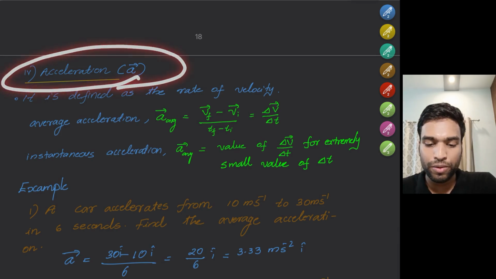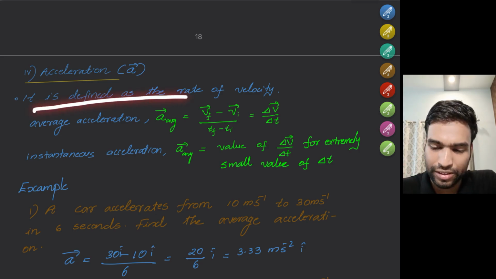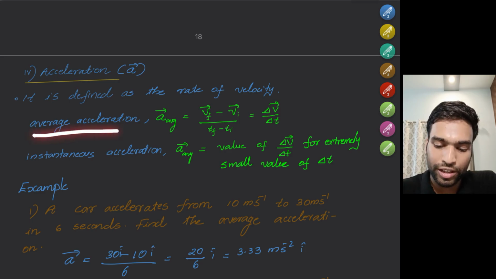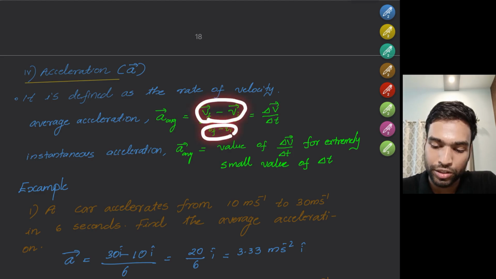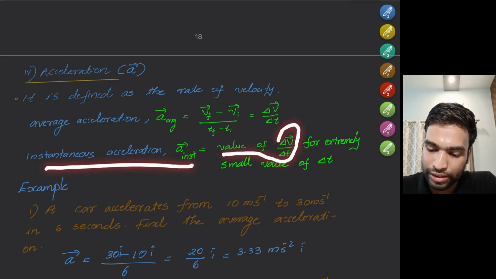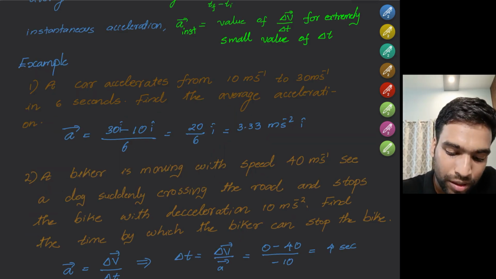Acceleration is denoted by small letter a with an overright arrow. It is defined as the rate of change of velocity. Good. Now, similar to the speed or velocity, there are two different approaches. Average acceleration is change in velocity divided by time duration. That means delta v divided by delta t. Now, instantaneous acceleration is a instantaneous equal to the value of delta v by delta t for extremely small value of delta t.